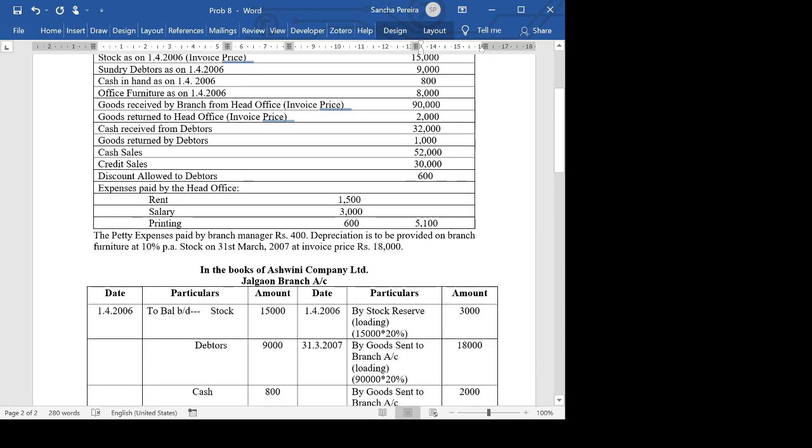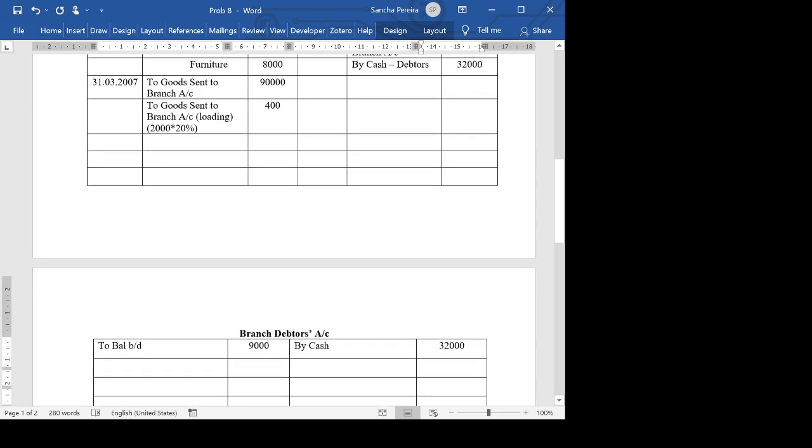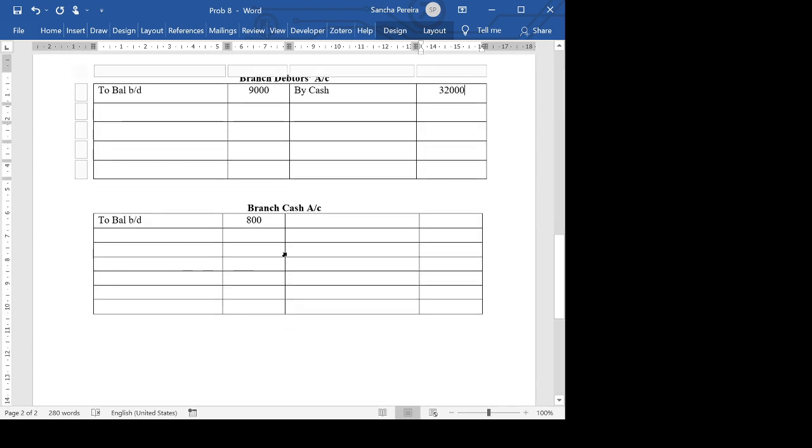Cash received from debtors also comes in the branch cash account. If you are receiving cash, again the transaction is the same. Cash account debit to debtors, 32,000. You can say here, if you want, by branch debtors, but it's not required. This goes more as working notes. So I hope everyone's understood. Cash received from debtors, the transaction is cash account debit to debtors. So in debtors it's by cash, and here it's cash account debit to debtors.